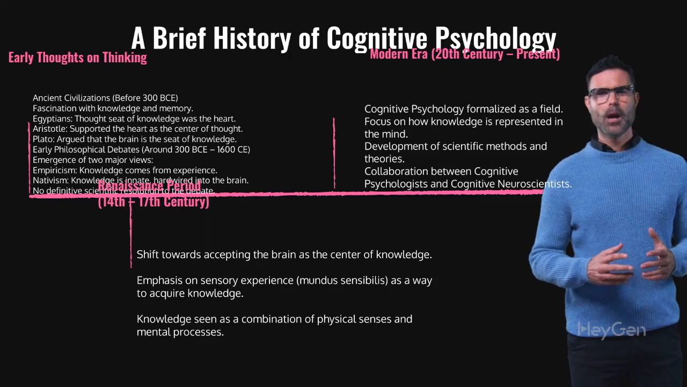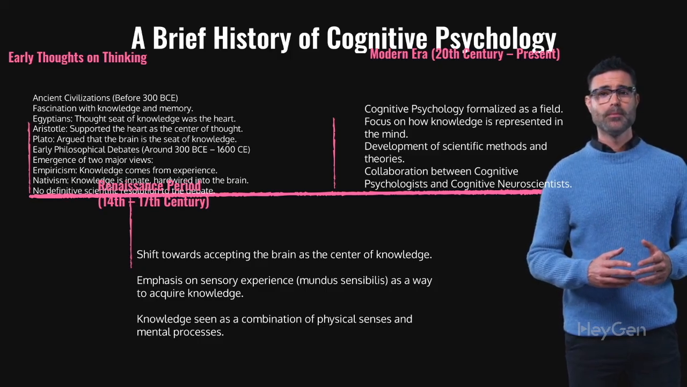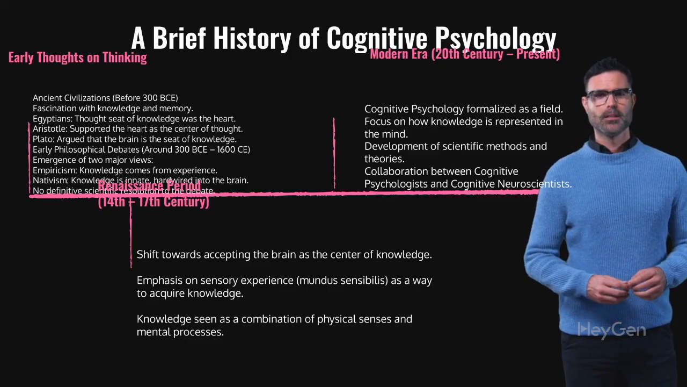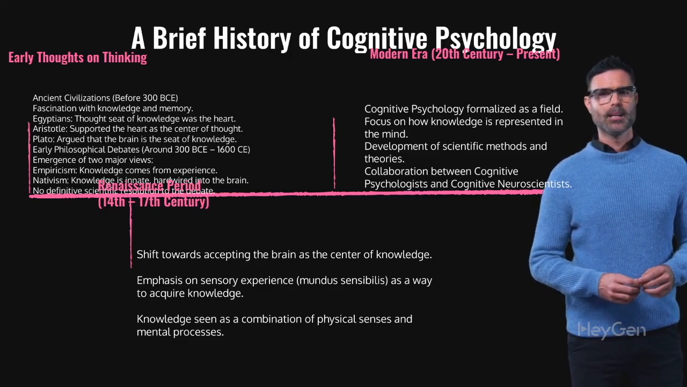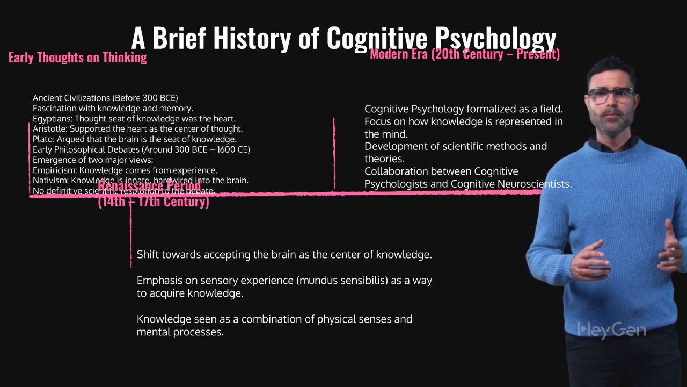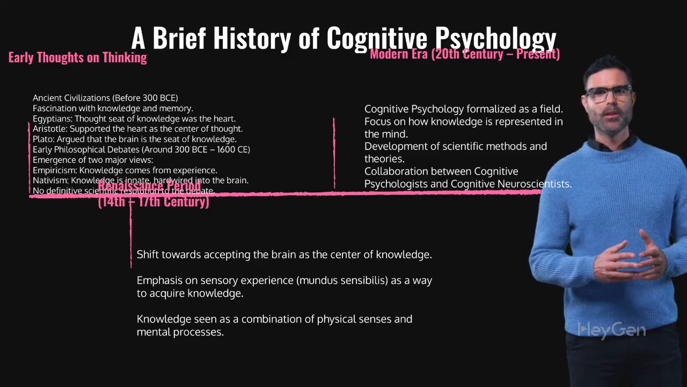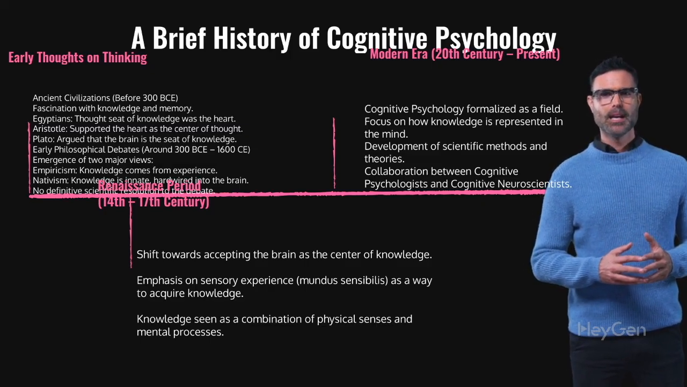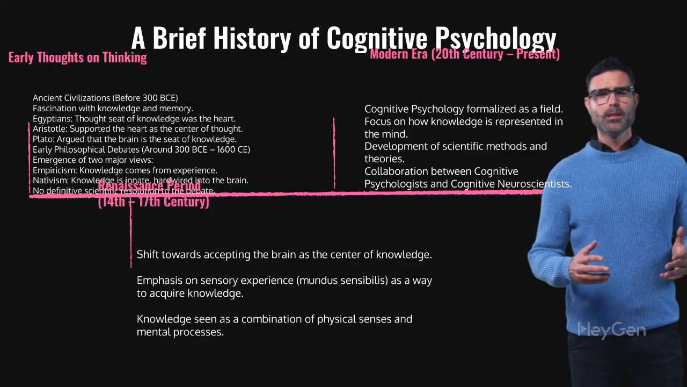Throughout history, two primary schools of thought have emerged. Empiricists believe that knowledge comes from experience through our interactions with the environment. Nativists argue that knowledge is based on innate structures and characteristics of the brain, something we are born with. From a scientific point of view, neither perspective can be definitively proven, and the debate between empiricism and nativism continues even today.